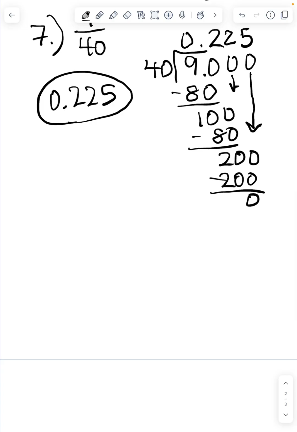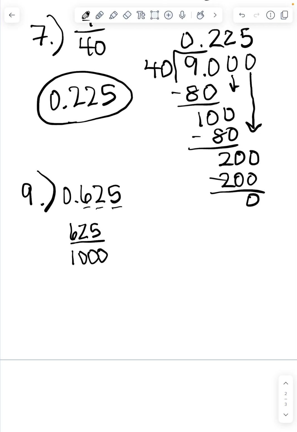Number 9, convert each decimal to its reduced rational form. All right, so 0.625. This has 3 decimal places. In fact, it's tenths, hundredths, thousandths. So we would read this 625 thousandths as a decimal. That's how we know in order to switch it to a fraction, we just need to take the number and put it over the thousandths. And then you're just going to do your dividing out. Make sure you reduce. You're going to get 5/8.